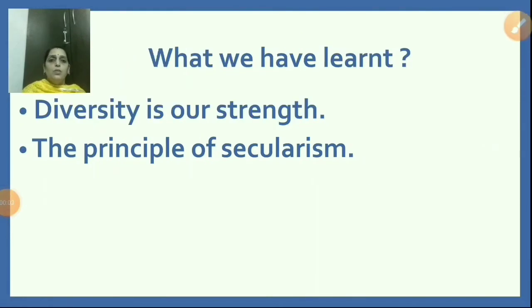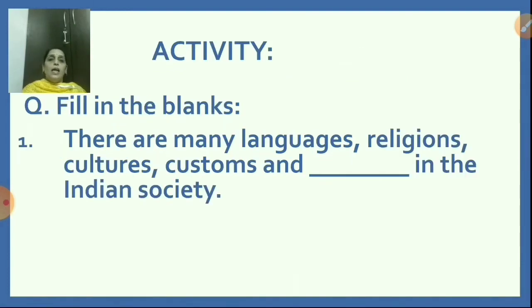Okay. Students, what we have learned today? We have learned diversity is our strength. Then second, we have learned the principle of secularism. Now we will see activity.